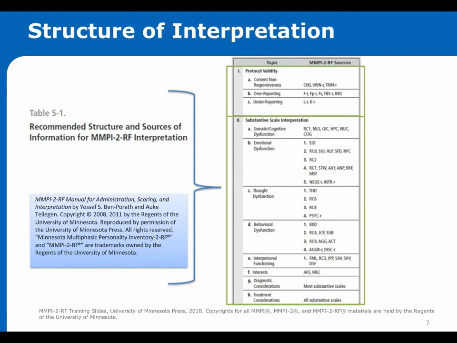Turning next to the substantive scale interpretation, the second major area of MMPI-2-RF interpretation, we see here that the five broad domains of personality psychopathology are represented by letters A through E, including somatic cognitive dysfunction, emotional dysfunction, thought dysfunction, behavioral dysfunction, and interpersonal functioning. And then finally, interests, diagnostic considerations, and treatment considerations are also included in the structure of MMPI-2-RF interpretation.